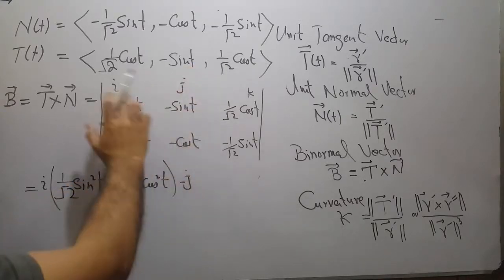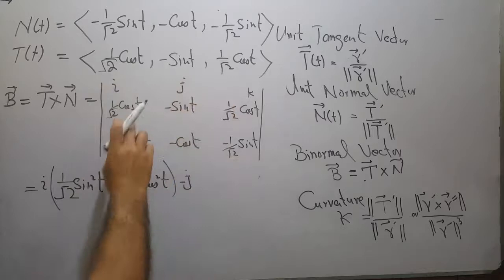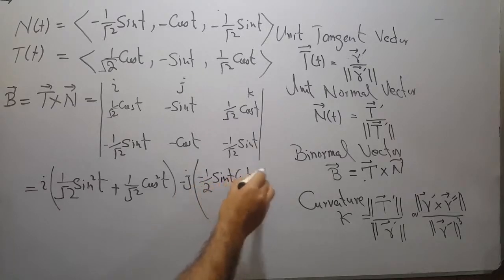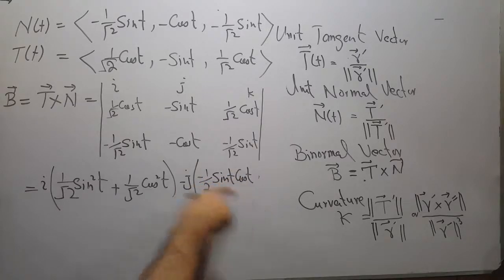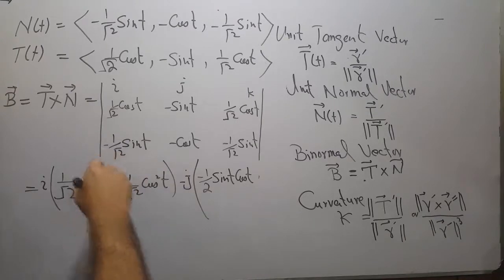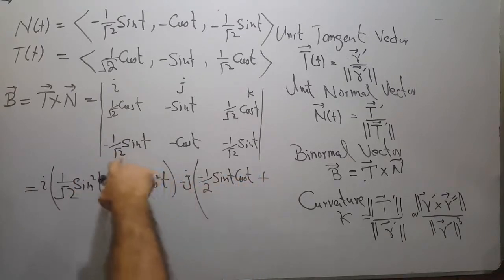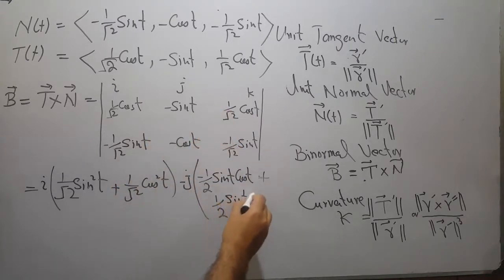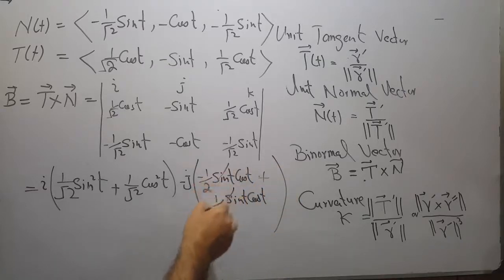Then with a minus, and then j. Now we ignore this row and column and multiply these two minus these two. If we multiply this into this, that gives us minus 1 over 2, since square root 2 into square root 2 gives us 2, sine t cos t. Then minus, but there is one more minus, so multiplying gives us a positive, 1 over square root 2 sine t cos t. You can see that they are plus minus, so they will cancel each other in the end. And the last one is k.